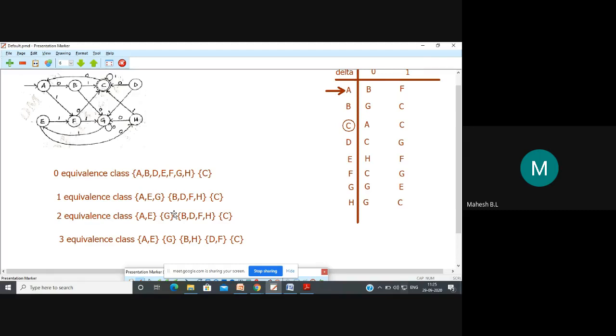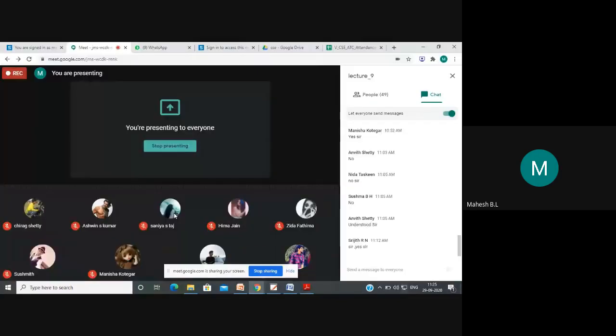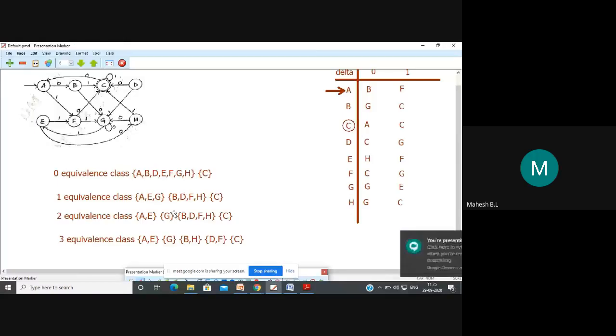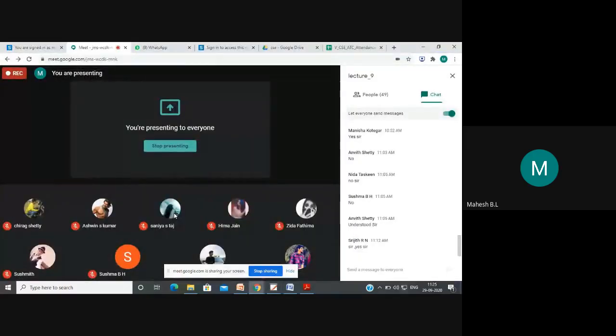So 8 states are reduced to 5 states. So now you can draw the DFSM easily. Is it clear? Any doubts in this? If any doubts, please let me know. Understood everything? Yes, please give response. I'm going to end the class. Otherwise, I'll keep on doing. Understood, right?